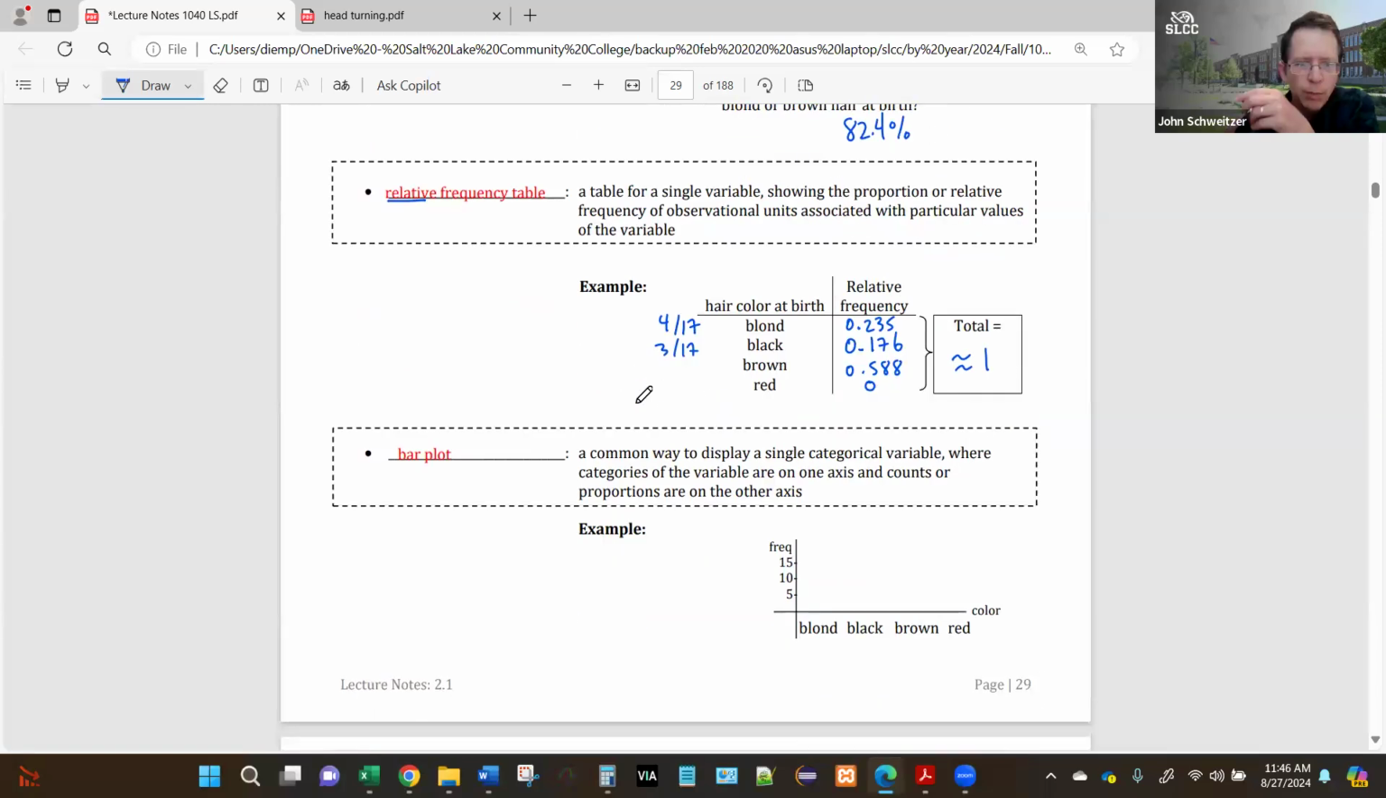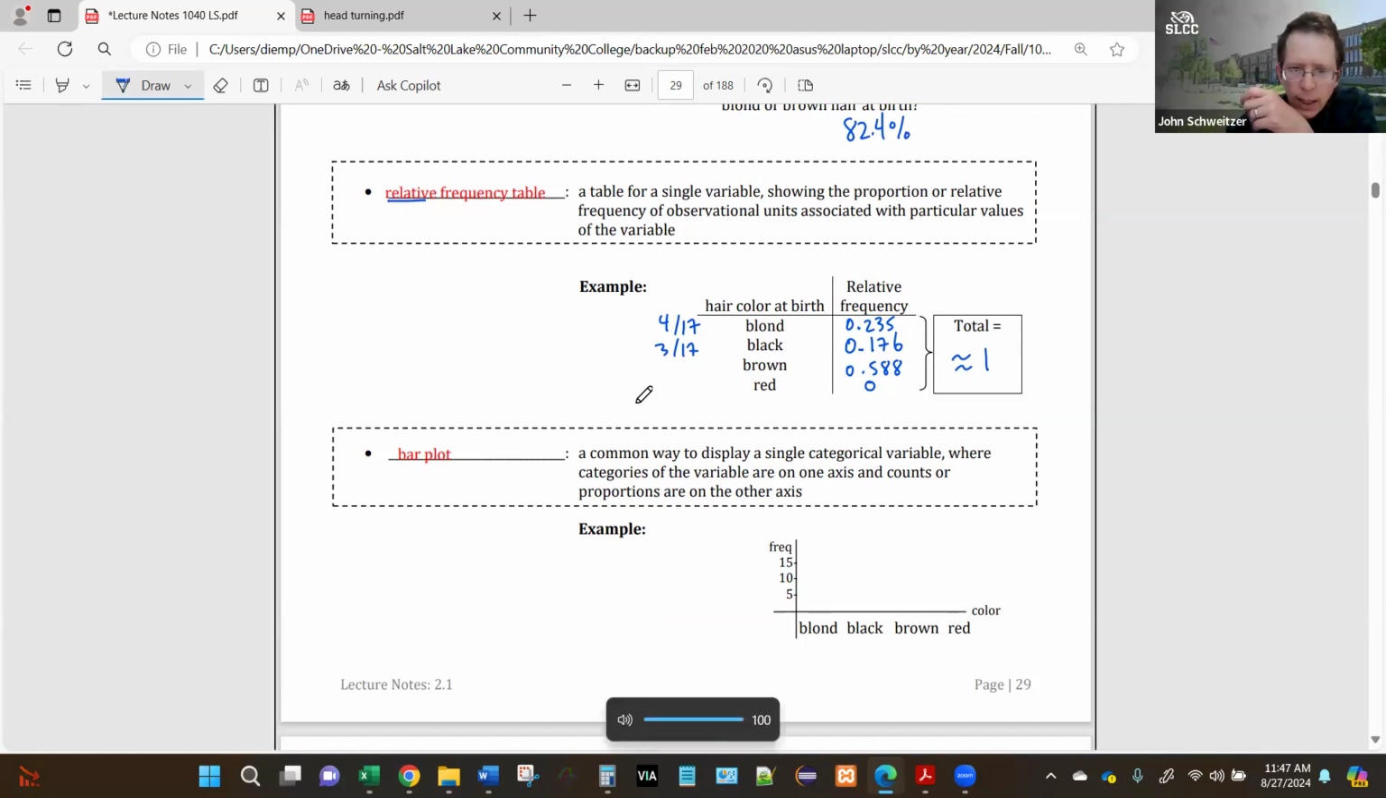The bar plot. Okay, so the bar plot is a common way to display a single categorical variable where the categories of the variable are on one axis and counts or proportions are on the other axis. So here we have frequency. For blonde there were 4, so 4 is a little bit less than 5. So we'll have 1 bar here above blonde. And then for the next category there, black, we had 3. So 3 is a little bit less than 4.